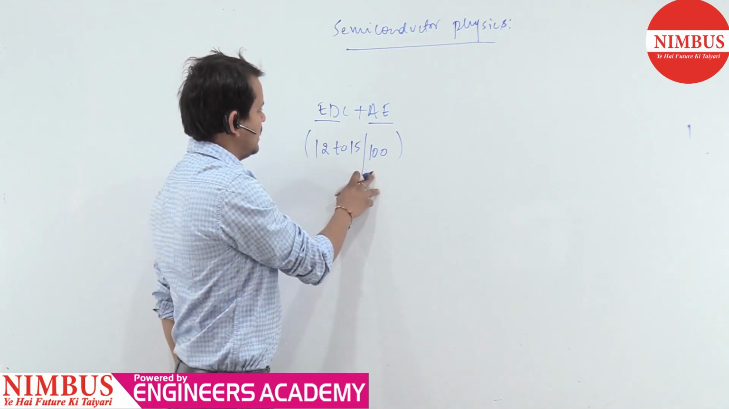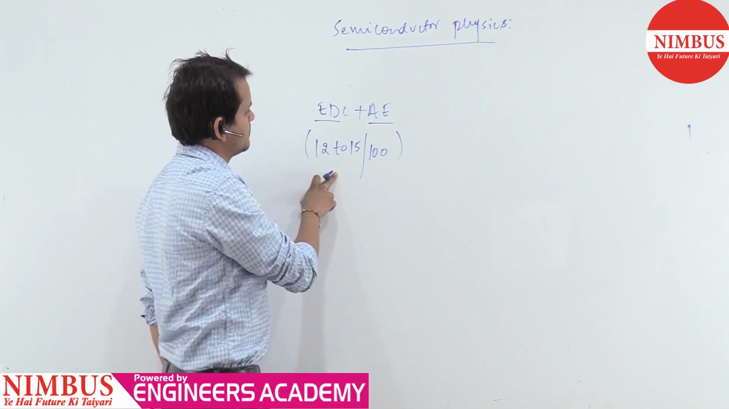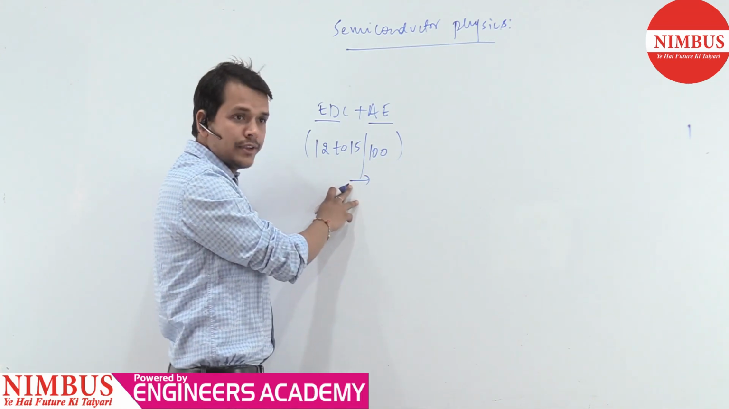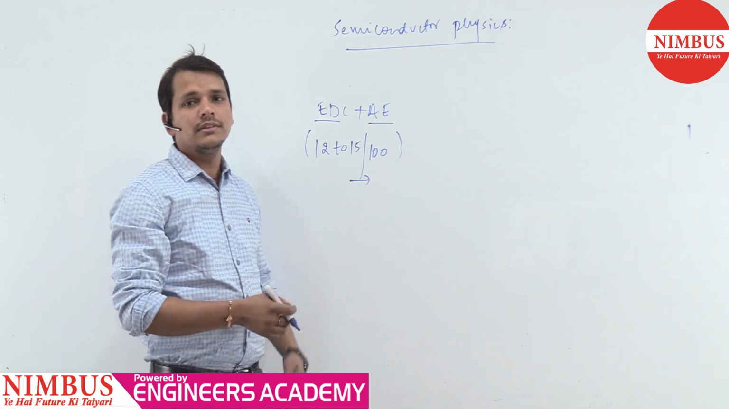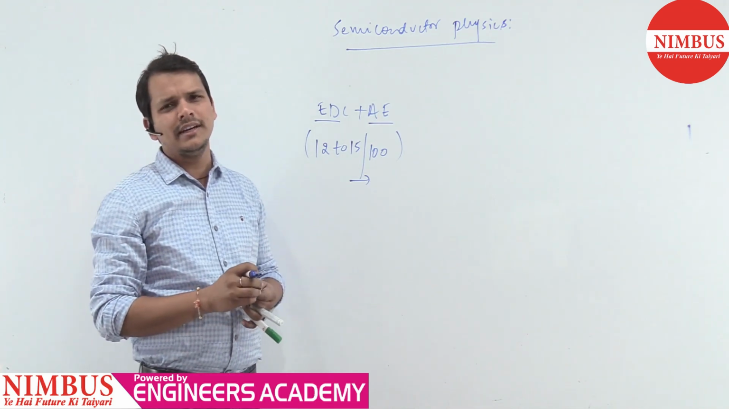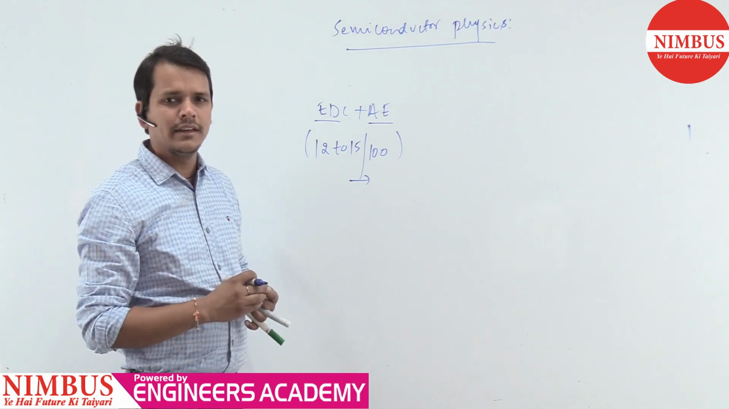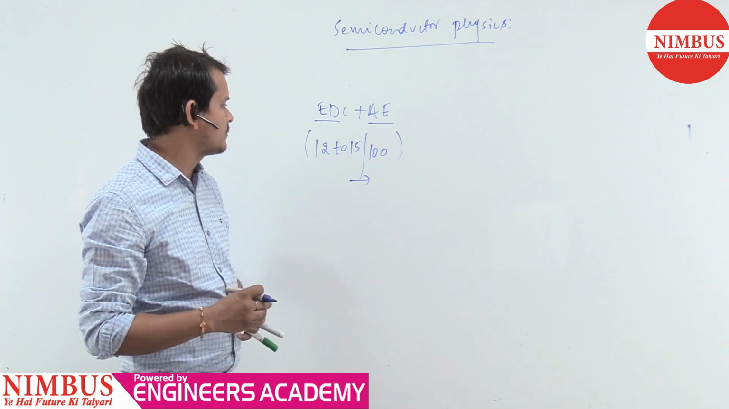In this subject, what do I cover? First of all we cover semiconductor physics, then we take the diode, then BJT and MOSFET, and then the MOS capacitor and solar cell. These topics I will cover in these EDC classes.